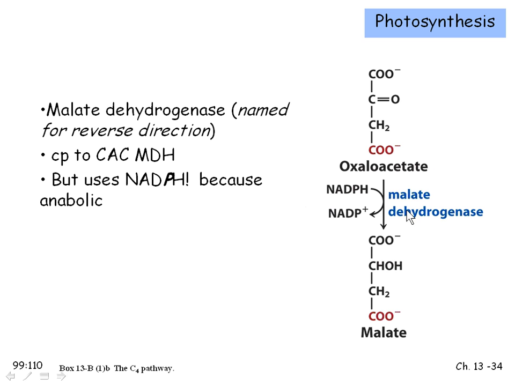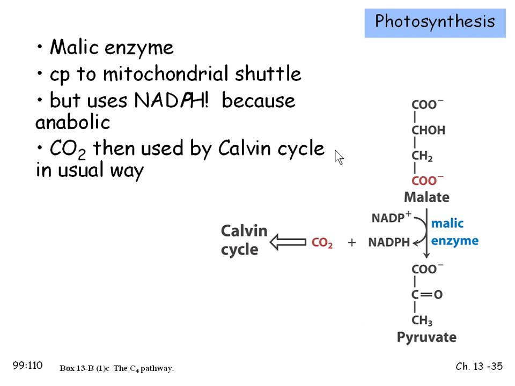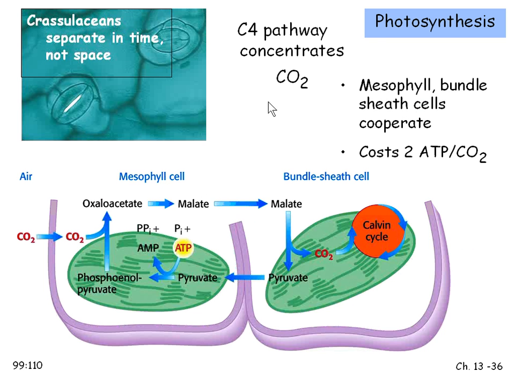And we talked a little bit about this being in the opposite direction from the citric acid cycle and using the NADPH. And then there's the malic enzyme. It's similar to a shuttle enzyme we saw earlier, but again, this is using the NADP plus. And so now we do have carbon dioxide available, and what are we going to do with that?